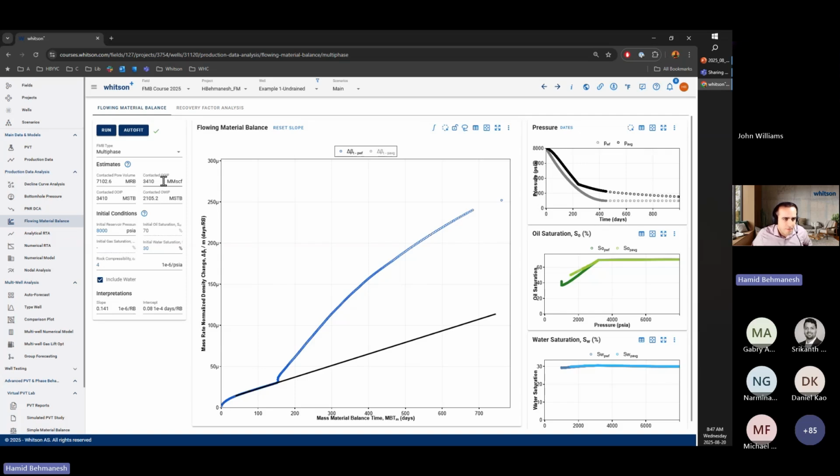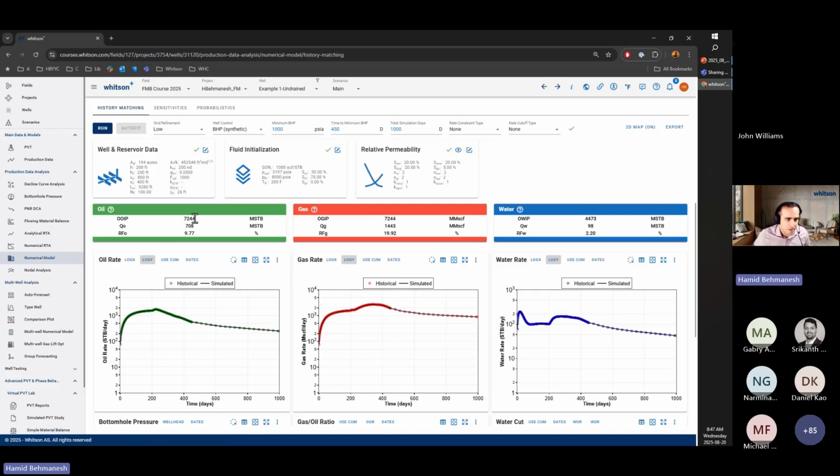And this is the information for original oil in place, 3.4. What was the information that I put in the numerical simulation? 7.2. I'm getting almost half of the reserve that I simulated. So anybody want to take a guess what could be the potential reason for that? Is there something wrong with my FMB? Have I done something which doesn't comply with the fundamental assumptions of the material balance? Anybody want to take a wild guess? Pseudo steady state. Yeah, it's getting close, and we're going to check that as well.